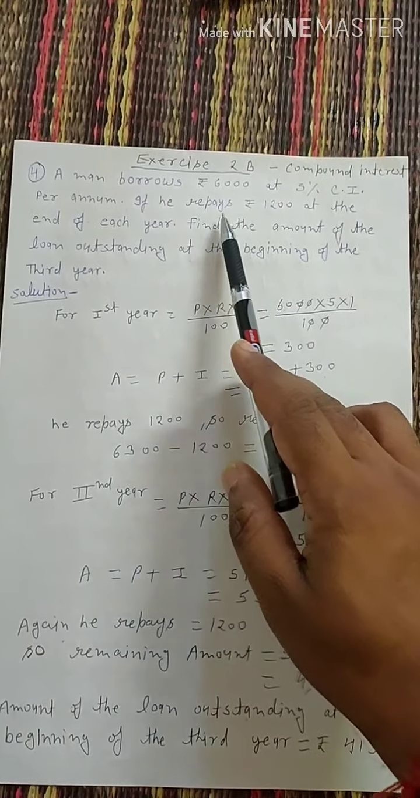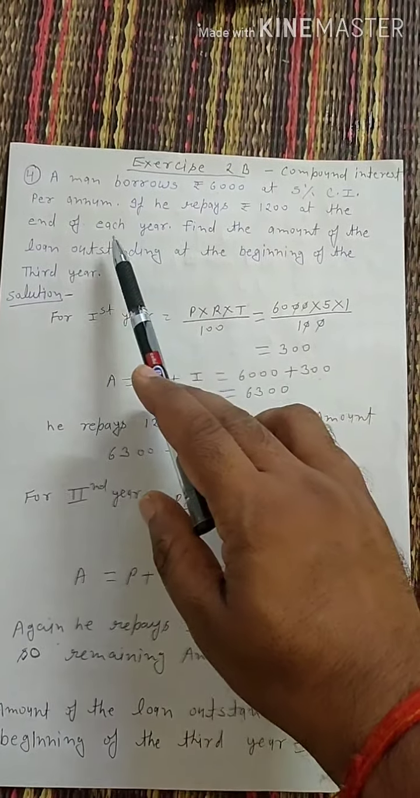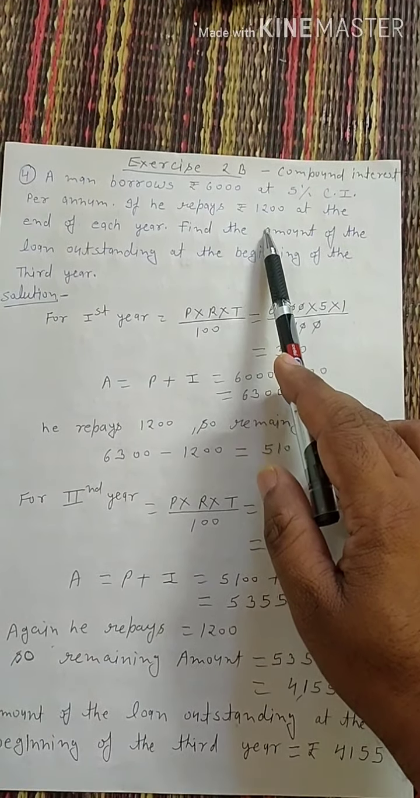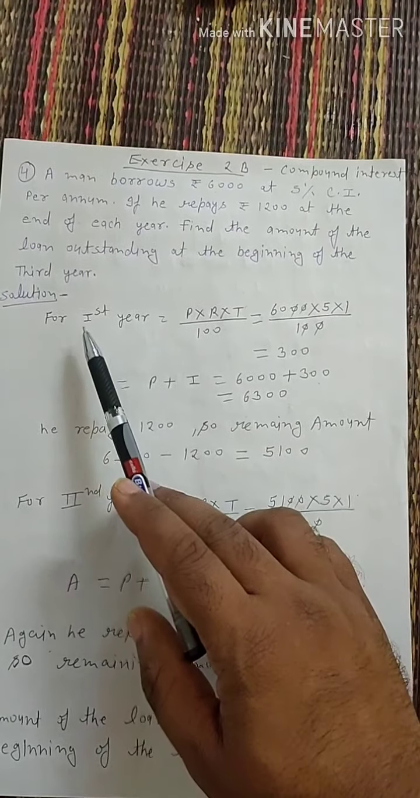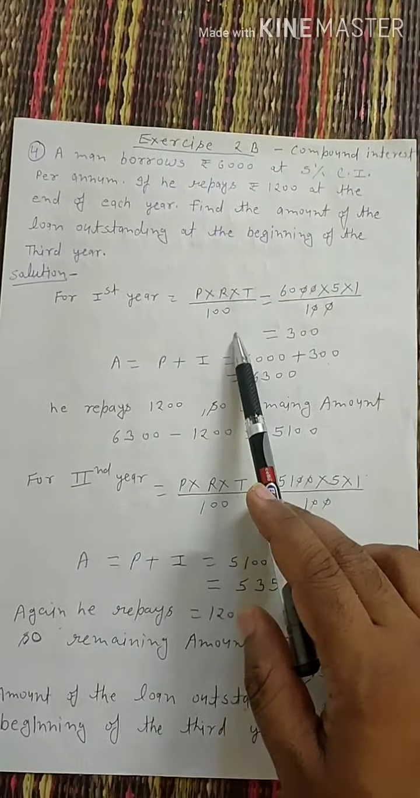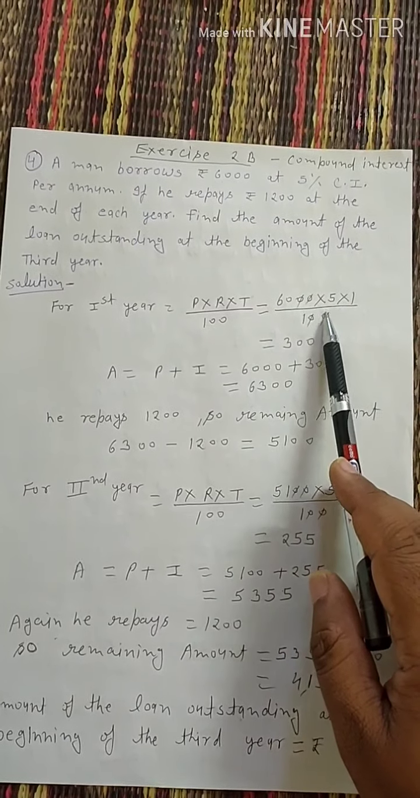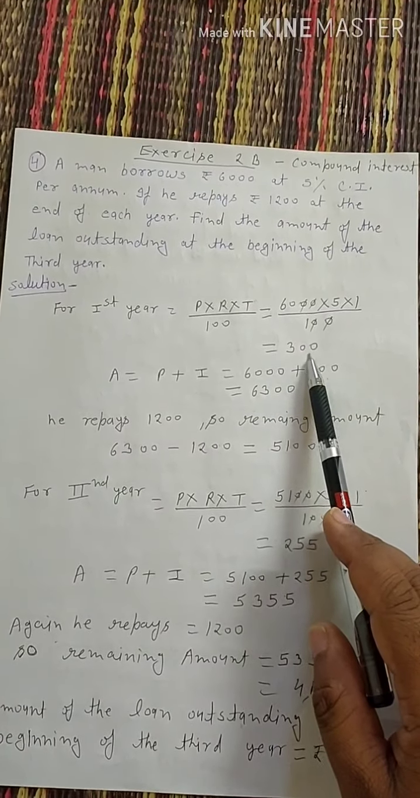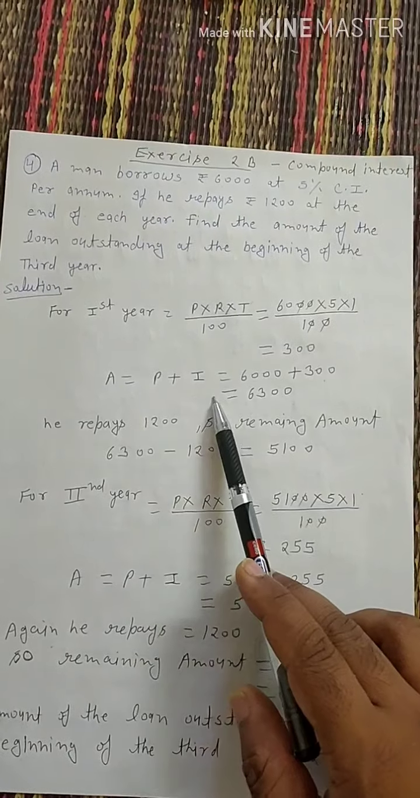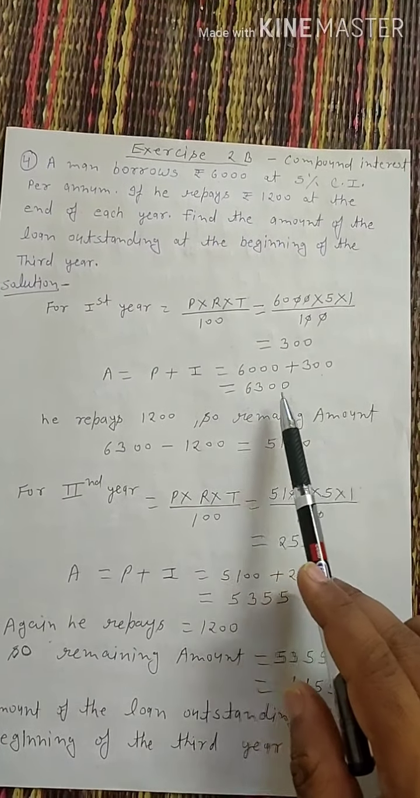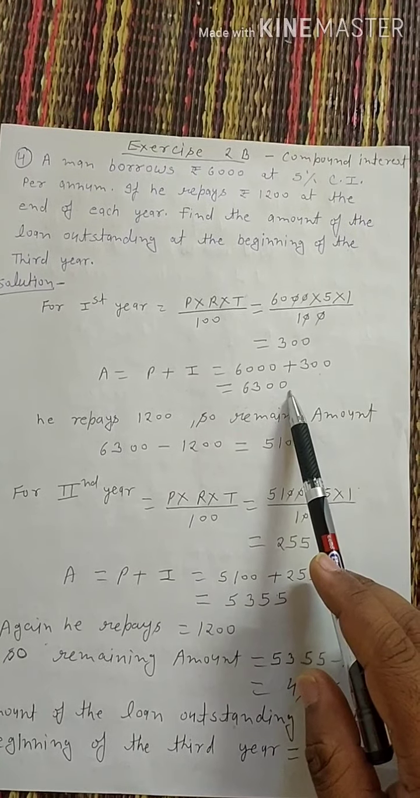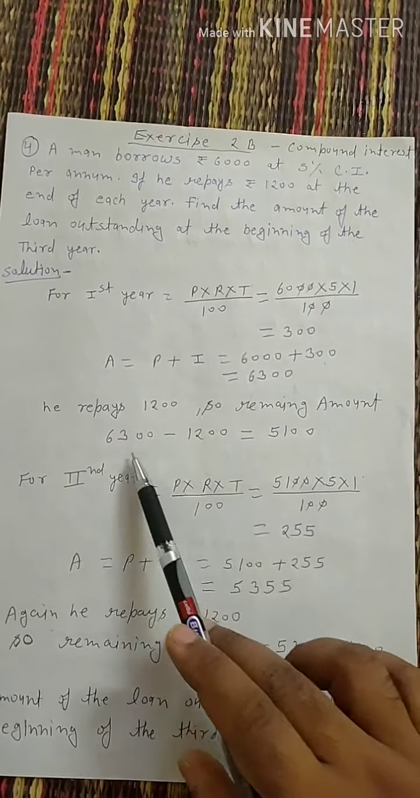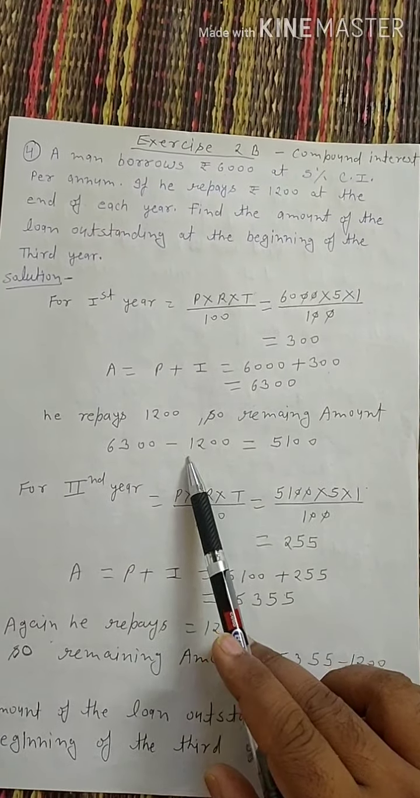But he repays, means returns, 1200 at the end of each year, means after 1 year he returns 1200. Okay, so first we find the interest for the first year. PRT upon 100: 6,000 into 5 into 1 upon 100, 0 and 0 cancel, so interest 300. So the amount will be principal plus interest, 6,000 plus 300 is equal 6,300.